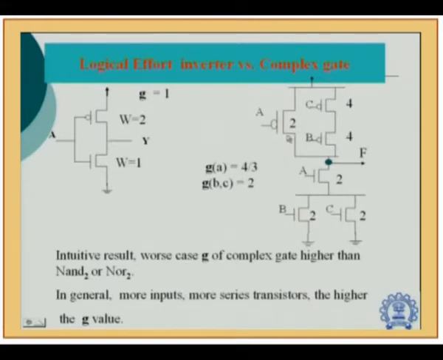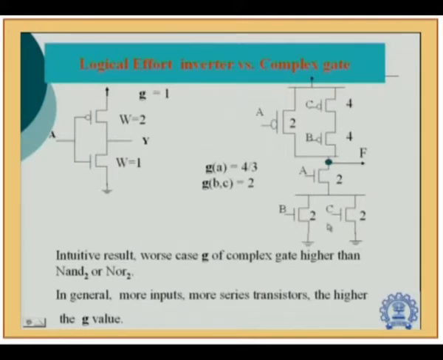So P channel 2 I retain for A, but for B and C, since they are going to be in series for a static CMOS, I increase from double size 4 by 4, which is equivalent of 2 in series actually. For N channel, since B and C are going to be in parallel, I don't increase the size.